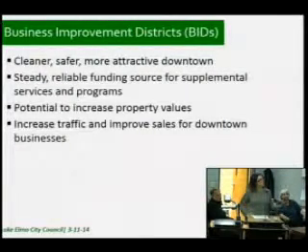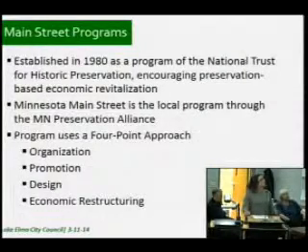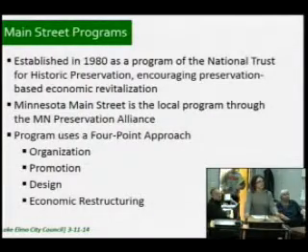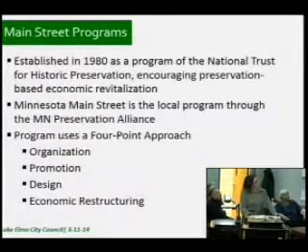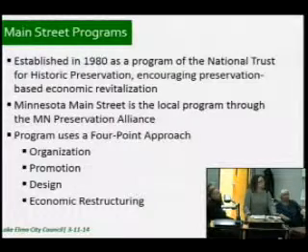The other thing I'd like to talk about is some additional programs that work in conjunction with business improvement districts, or can, not necessarily need to. Main Street programs. The Main Street program was established in 1980, actually as part of the National Trust for Historic Preservation. And then in 2010, Minnesota adopted their own program, the Minnesota Main Street program, through the Minnesota Preservation Alliance. And it's a program that uses a 4-point approach: organization, which is collecting that buy-in, that support, getting people on board, getting them engaged; promotion, marketing; design, that'd be the streetscapes and what it would look like; and economic restructuring.